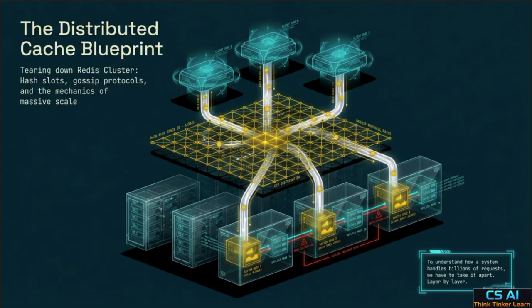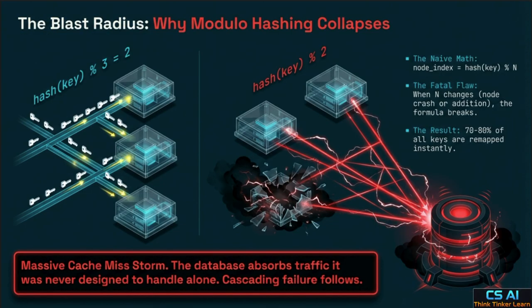Let's get into it. To understand Redis cluster, we have to understand why simple approaches fail. The most basic approach is modulo hashing. Node index equals hash of key modulo n. This is the fatal flaw. When n changes, due to a node crash or adding a node, the formula breaks. The result? 70 to 80% of all keys are remapped instantly, causing a massive cache miss storm that brings down your database. Modular hashing doesn't scale, it collapses.